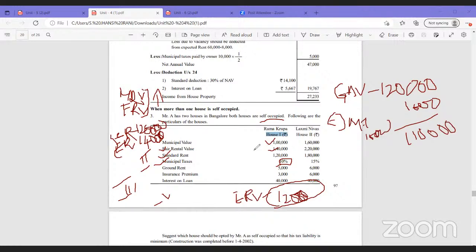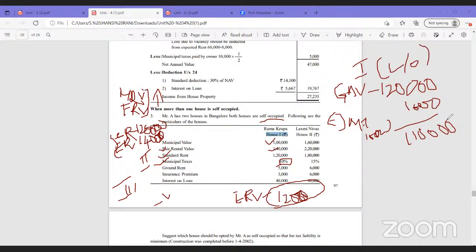Okay. So here, as I mentioned, we have to do 2 situations. One situation is that house 1 will be taken as let out house and house 2 is taken as self-occupied house. We are doing the first situation where the first house is taken as let out house or deemed to be let out. Why? Because actually it is not given for let out purpose, only to find out which house he should claim as self-occupied for the tax liability. So here house 1 we are taking as let out house or deemed to be let out house.